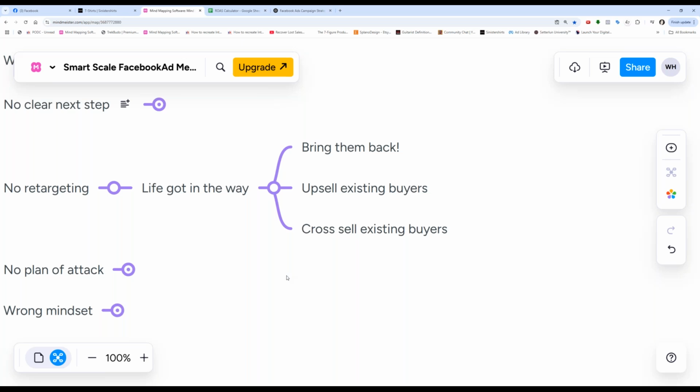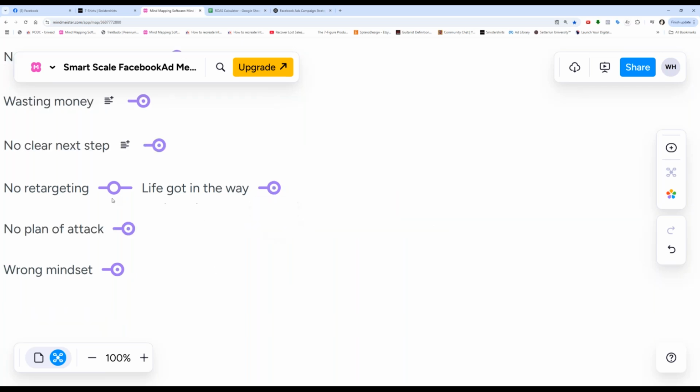It's also running ads to existing buyers and making them more offers, because the easiest way to make more money in any business is to sell more to your existing customers instead of going out and trying to find a new one. So we all know that. That's good stuff.